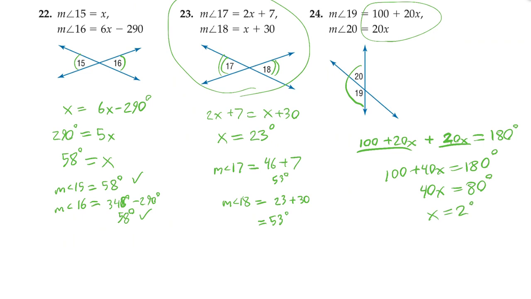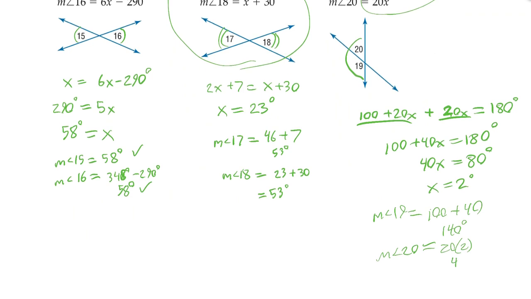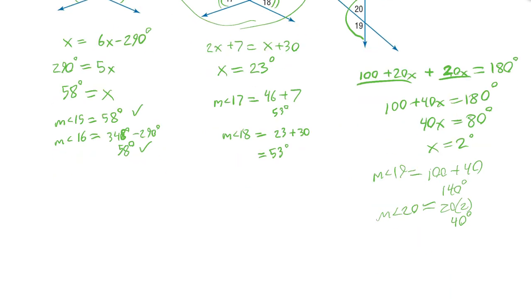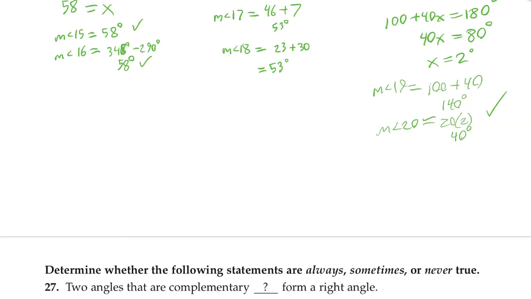And then we plug it back in. And so we get the measure of angle 19 is 100 plus 40, or 140 degrees. And we get the measure of angle 20 is 20 times 2, or 40 degrees, sorry. And so just to double check, do those add up to 180? Yes, they do. Woohoo, double check.